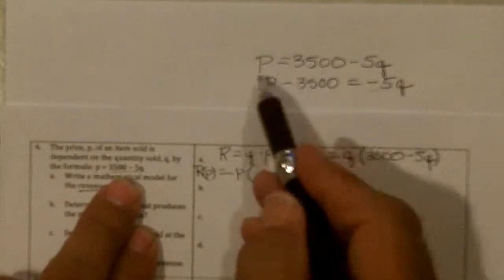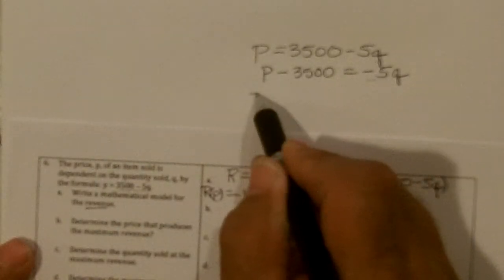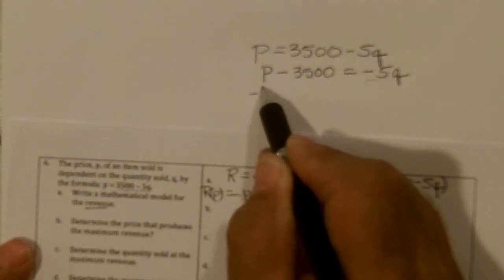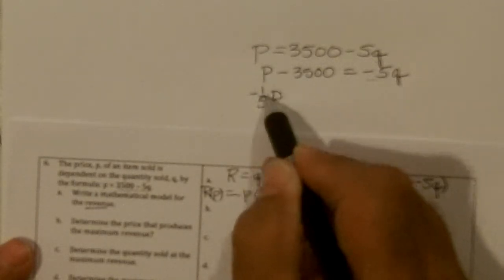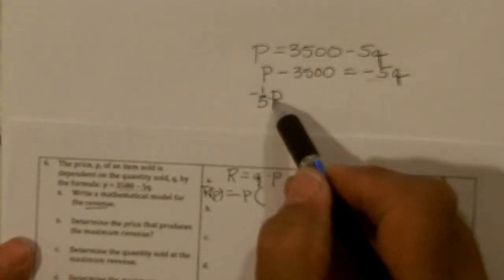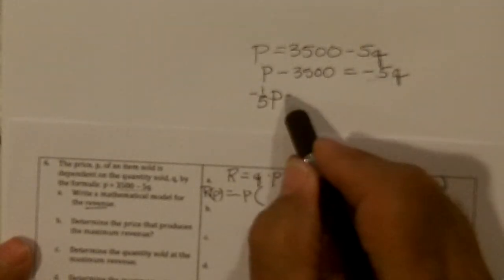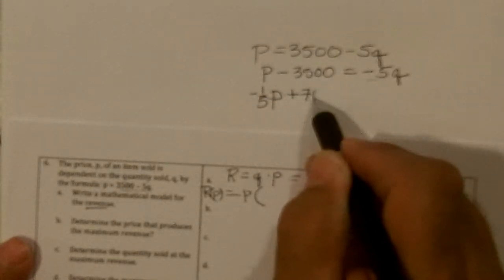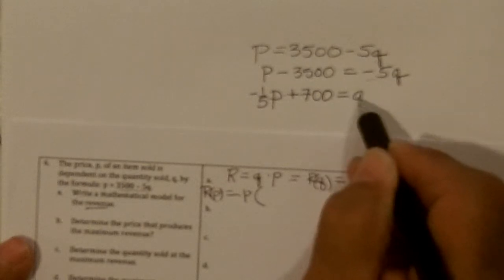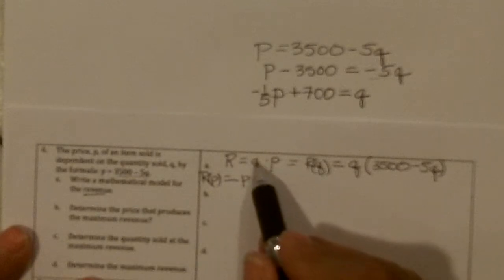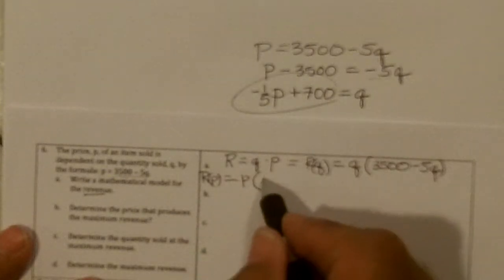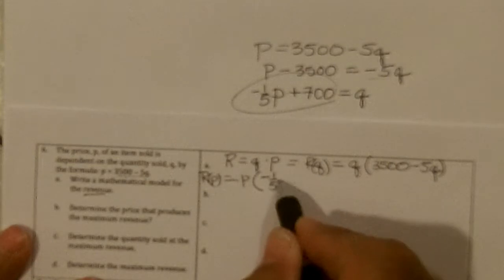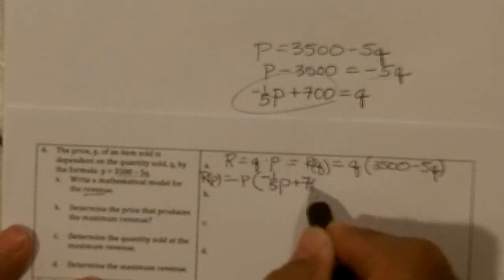Then I would divide everything by negative 5, and I would get negative P divided by 5, or negative 1/5 P. That's what I would get if I divided P by 5. I'd get 1/5 of P. And negative 3,500 divided by negative 5 is going to be positive 700. And that's what Q would be. And now I could write a function of P by replacing the Q with this expression. Minus 1/5 P plus 700.